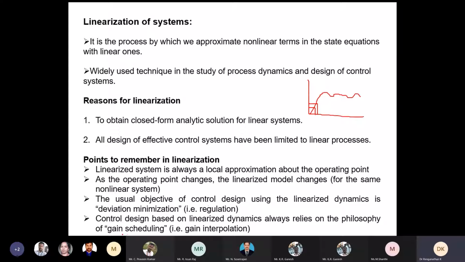And obviously there is another concept called gain scheduling. So we have to take this also into consideration when we go for the linearization. These two things we have to identify, and we have to keep them in mind when we go for the linearization.